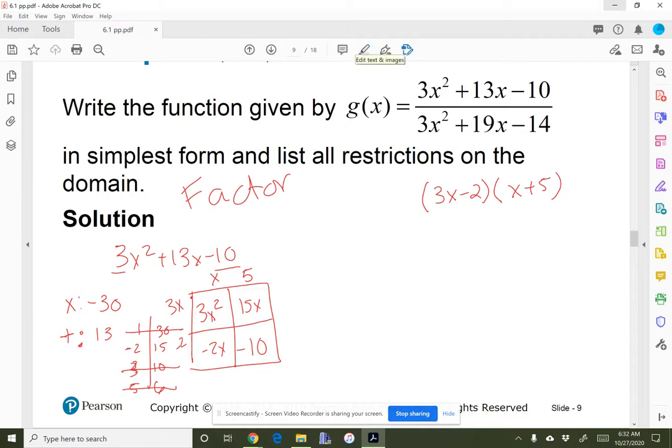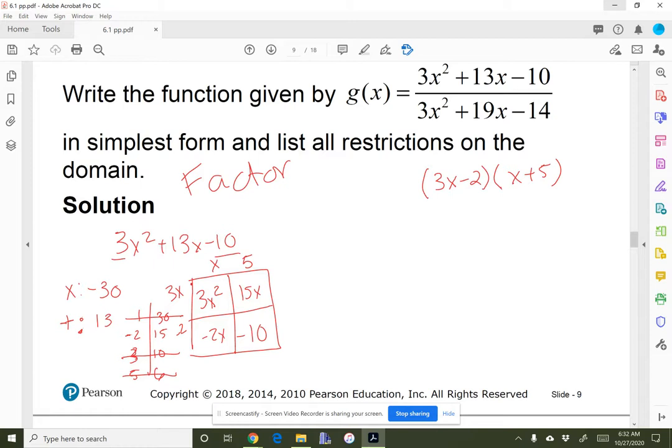And we're going to do the same method, or I'll do the other method for the bottom. So 3x squared plus 19x minus 14. You would do 3 times negative 14, and you get negative 42. So you need to find numbers that multiply to negative 42 and add to 19. And those numbers are going to be 21 and negative 2.